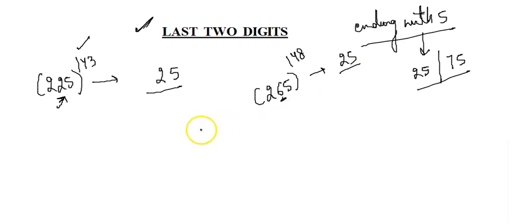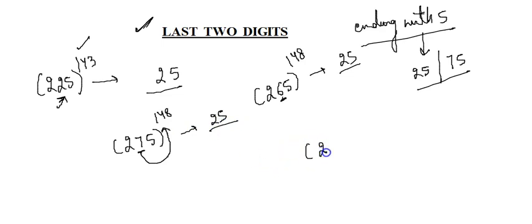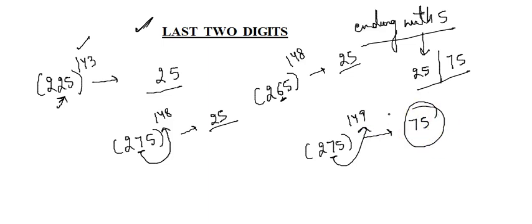Now what if the tens place is odd? Suppose 275 raised to the power 148. If the tens place is odd and the power is even then the last digits will be 25. But 275 raised to the power 149, in this case the tens place is odd and the power is also odd, so the last two digits will be 75. I hope this is clear.